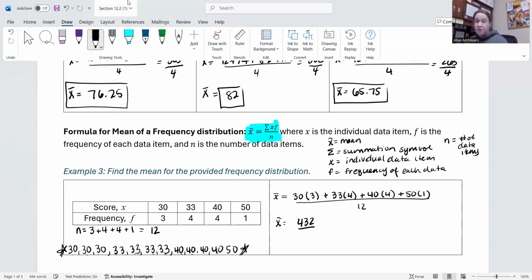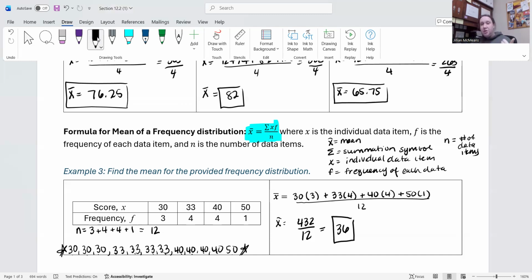So if I take 30 times 3, that's 90. 33 times 4 is 132. 40 times 4 is 160. 50 times 1 is 50. Add those up. You get 432. We want to divide it by 12. And we get that the mean of this data set is not, hold on, I typed that in wrong. Don't put 11. It's definitely not. I was like, that seems awfully low. 432 divided by 12. We get 36. That's much better. So we get a mean of 36.